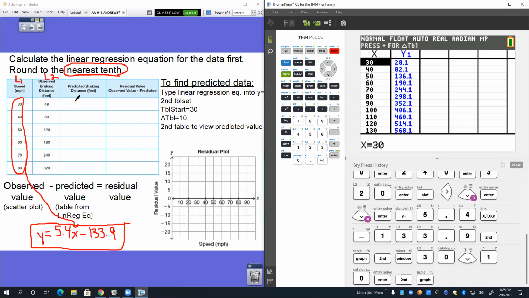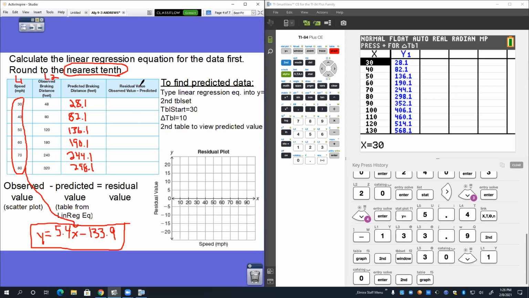So our predicted value for 30 is 28.1. Our predicted value is 82.1 for 40. 136.1. And again, you could have found these all by hand by subbing them in. I personally like using technology, so I would use the table button. So that's how we get our predicted values.